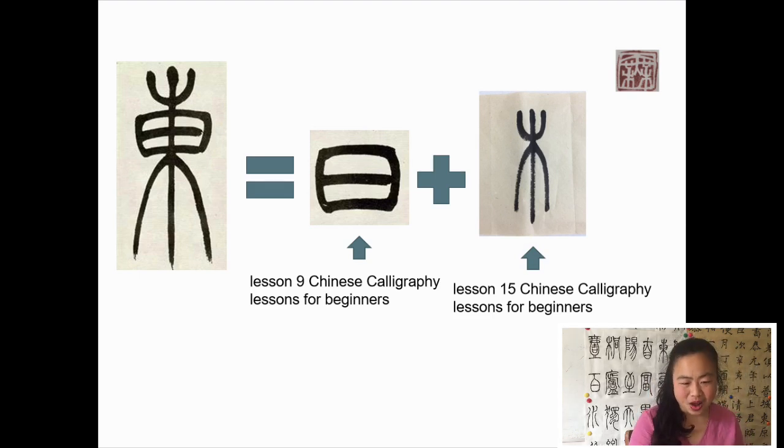And the second one, what do you think it is? It is wood, W-O-O-D, wood and forest. So what's the connection with the east?